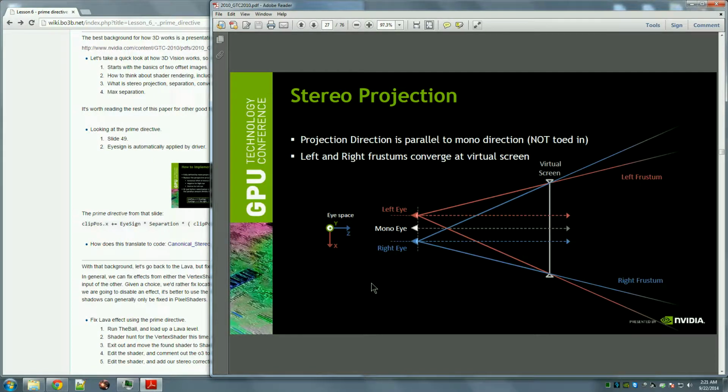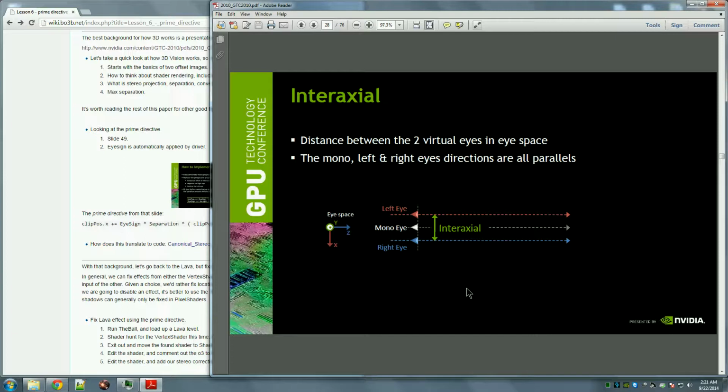So same idea with the frustums and showing it. They make a big deal about not toeing it in. Some people actually make this mistake. I think TriDef has something like that where they toe it in and it's not the right thing. The lines are all parallel.